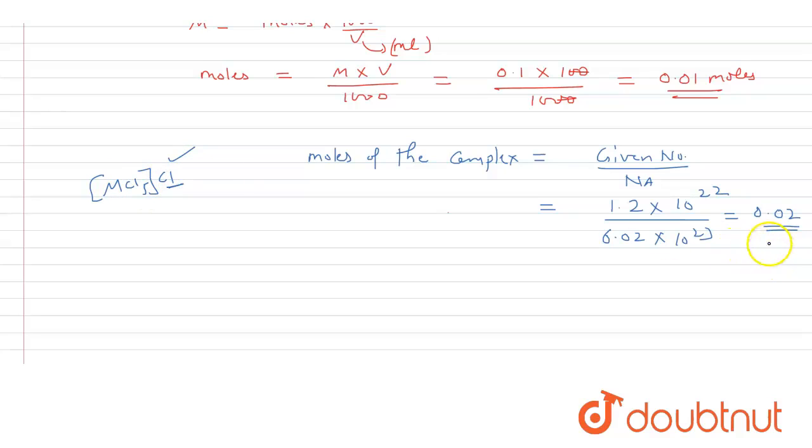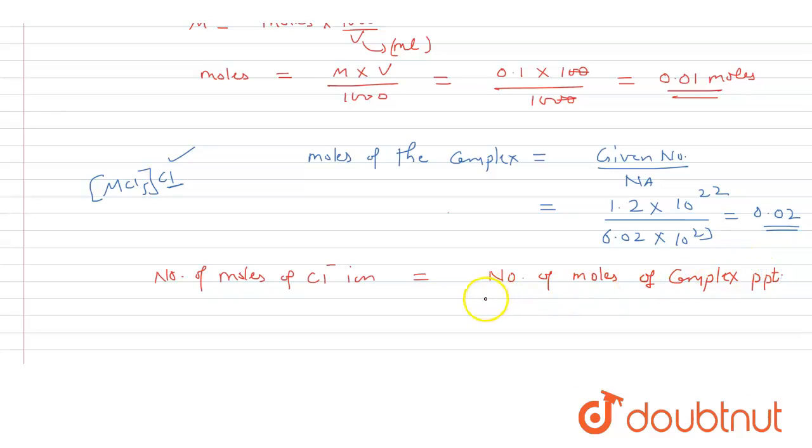So we are getting 0.02 mole. I can write the number of moles of chloride ions is equal to the number of moles of complex precipitated out.